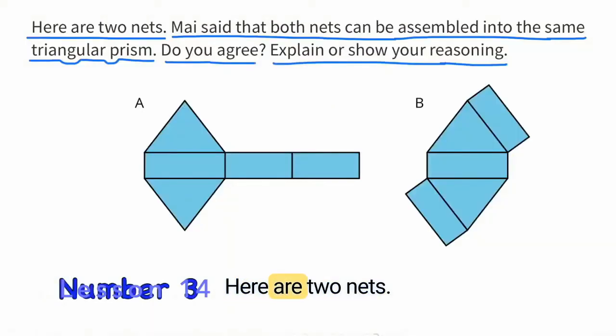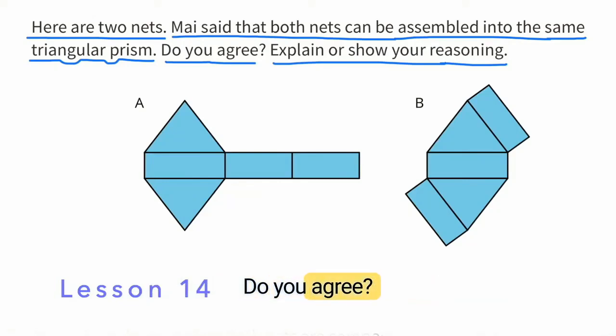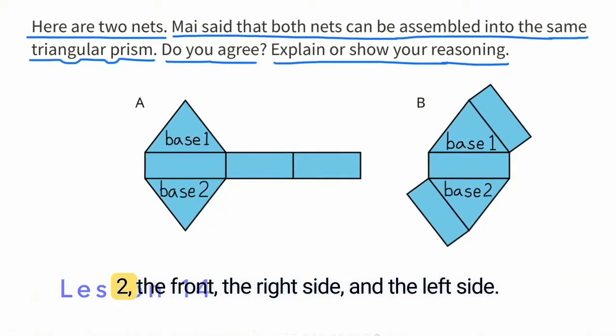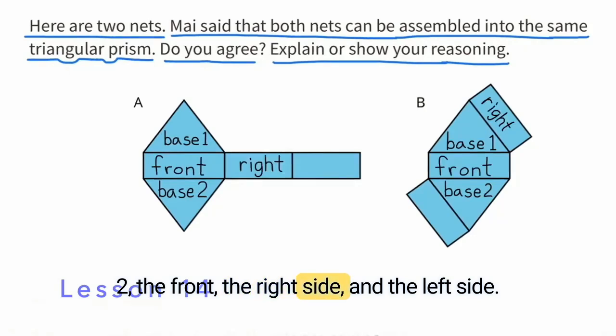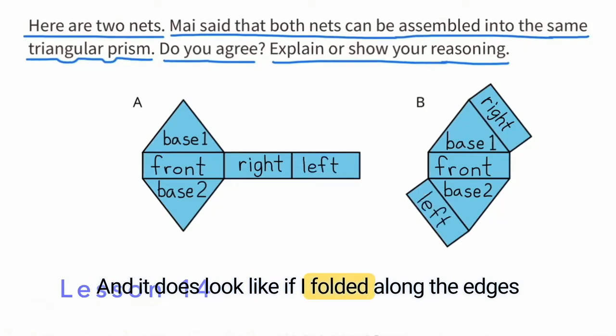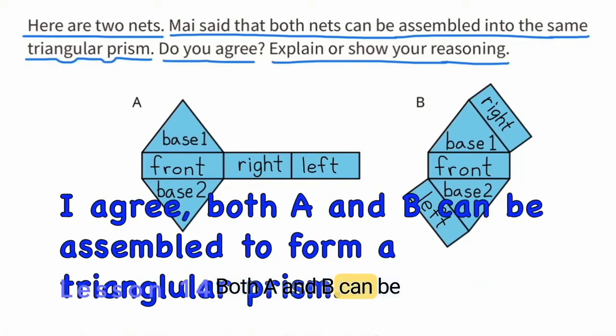Number 3. Here are 2 nets. Mai said that both nets can be assembled into the same triangular prism. Do you agree? Explain or show your reasoning. Here I've labeled the corresponding bases, base 1 and base 2, the front, the right side, and the left side. And it does look like if I fold it along the edges, I could make both of them into triangular shaped prisms. I agree, both A and B can be assembled to form a triangular prism.